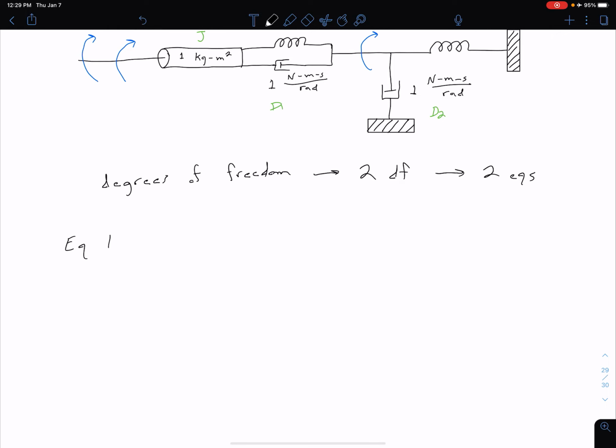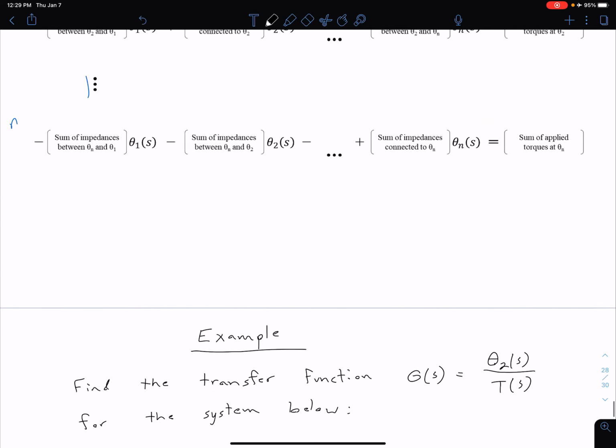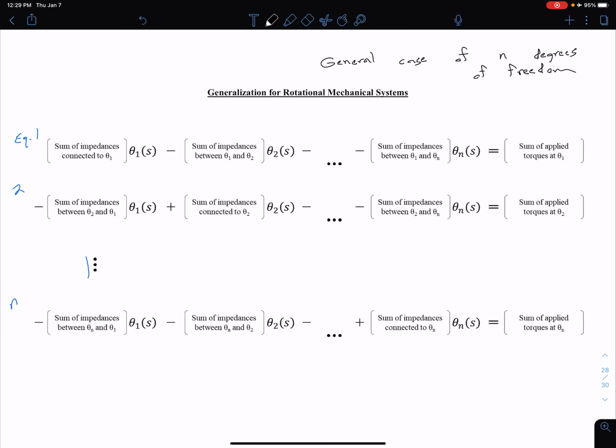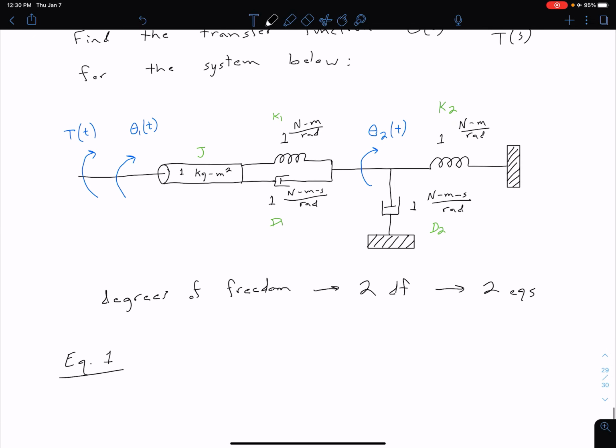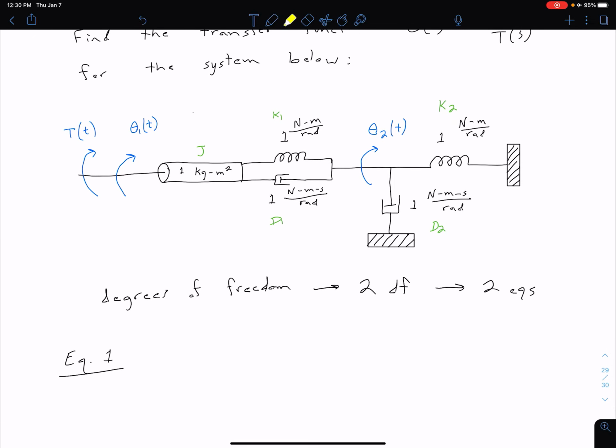For our first equation, let's go back to our general equation and see what we need. Because we only have 2 degrees of freedom, we're only going to need the first 2 equations. Because we only have theta 1 and theta 2, anything on the left side beyond theta 2 we're not going to need either. So we're just going to have 2 terms on the left side of each equation. In our first equation, we want the sum of impedances connected to theta 1 multiplied by theta 1. Coming back down here, connected to theta 1, we have our inertia, our spring K1, and our viscous damper D1.